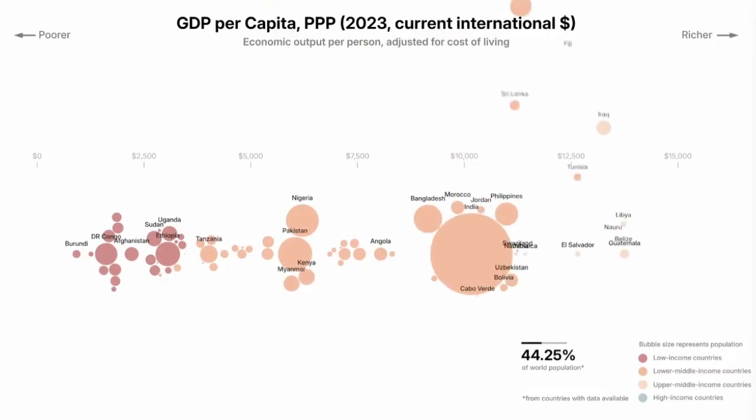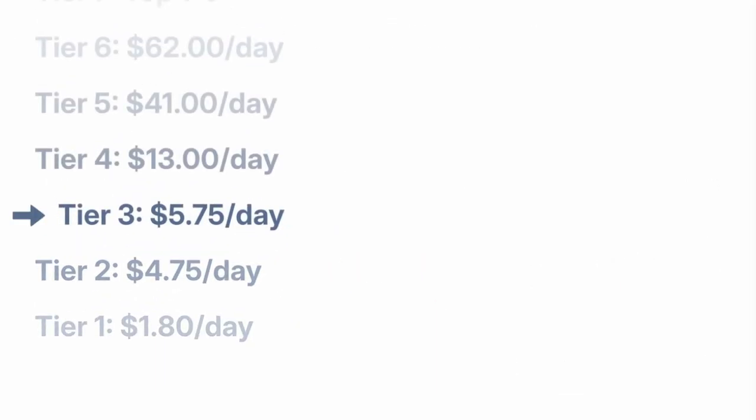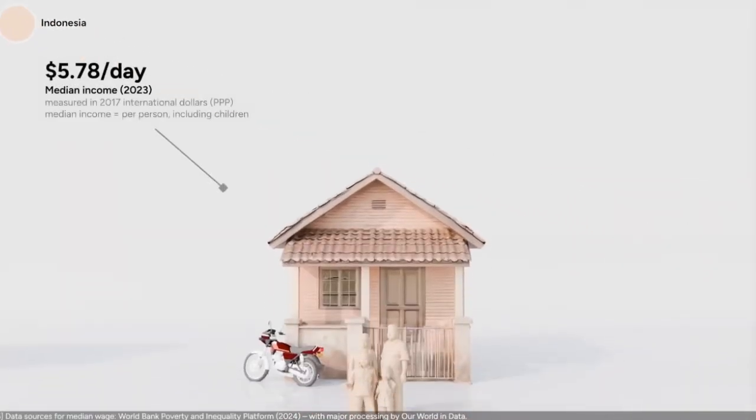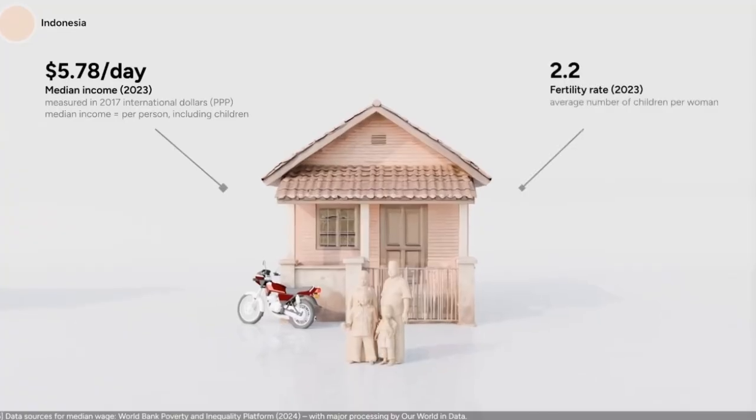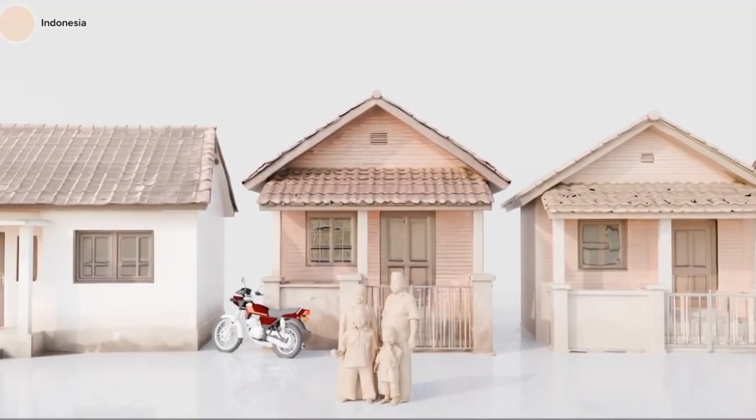We now see India and other countries across Asia, Africa, and Latin America. Let's see how people live in Indonesia. 15k, and they are tier 3. That's mad. The median wage is around $6 per day, and women have on average around 2 children.